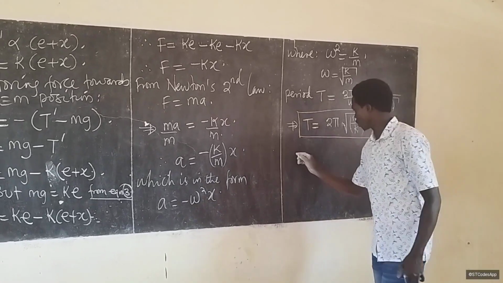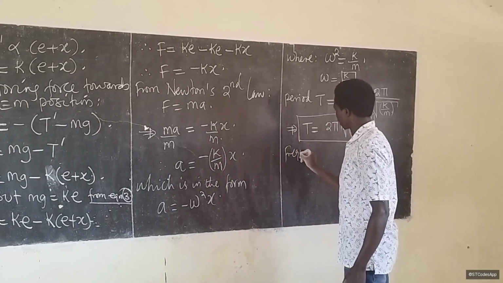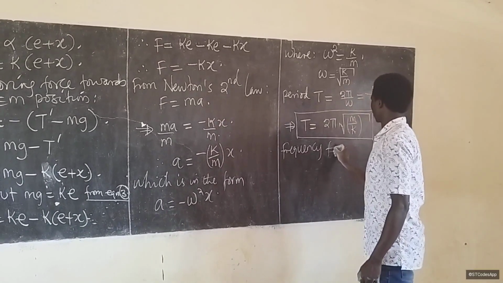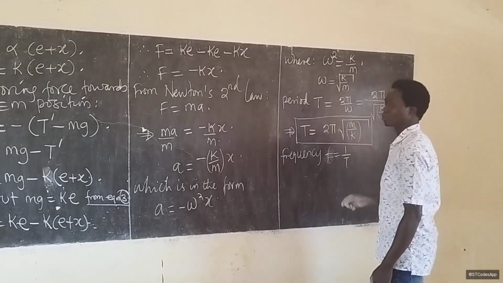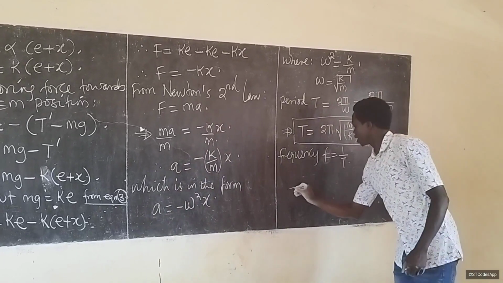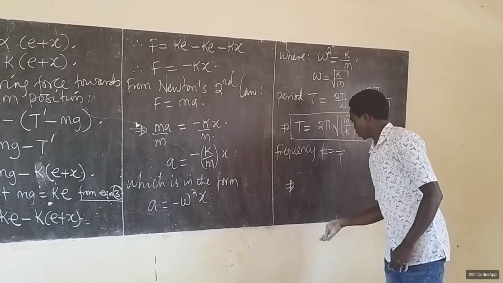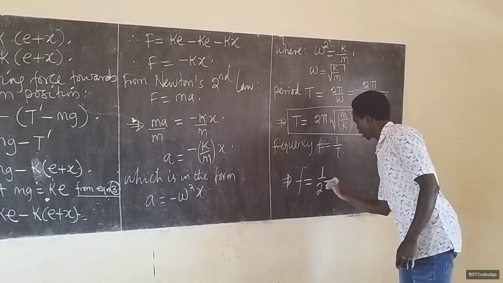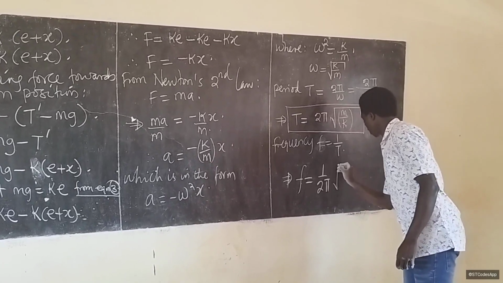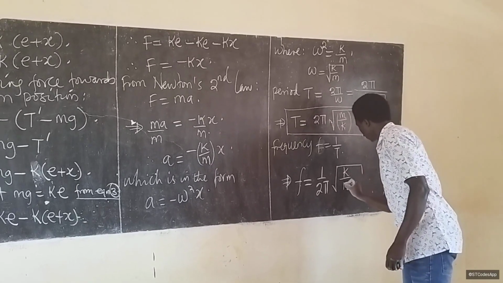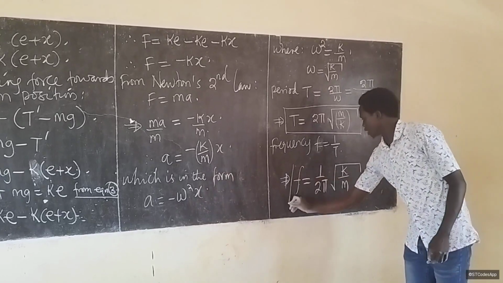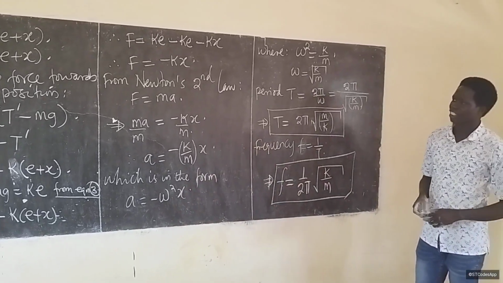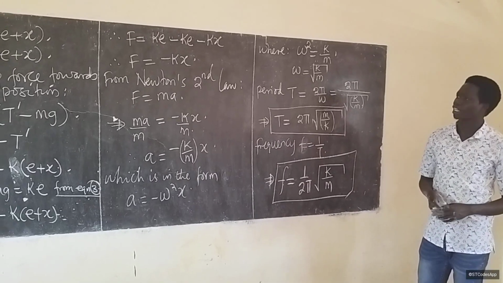If you are to get its frequency, the frequency can as well be got. Frequency f is 1 out of T. It's the reciprocal of this. So therefore, that implies that our frequency f becomes 1 out of 2 pi, and then I get the root of k over m. This is the frequency for the spring mass system that oscillates with simple harmonic motion.